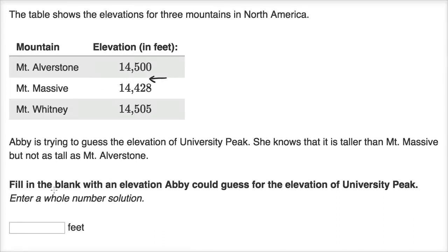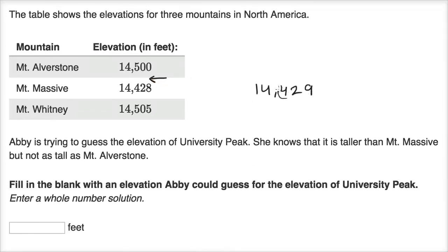Fill in the blank with an elevation Abby could guess for the elevation of University Peak. Enter a whole number solution. So we just have to think of a number that is larger than 14,428 and smaller than 14,400. Well, one possibility is we'll just add 1 to Mount Massive. So one possibility is 14,429.